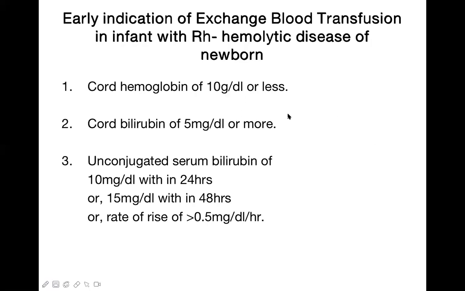Hemolysis is quite severe. Another, if cord bilirubin is 5 milligram or more, that also means the destruction of RBC is occurring quite quickly. The third point, if unconjugated serum bilirubin is more than 10 milligram per deciliter within 24 hours, or 15 milligram per deciliter within 48 hours, or the rate of rise is more than 0.5 milligram per deciliter per hour, then also you have to go quickly for exchange blood transfusion in case of Rh incompatibility.